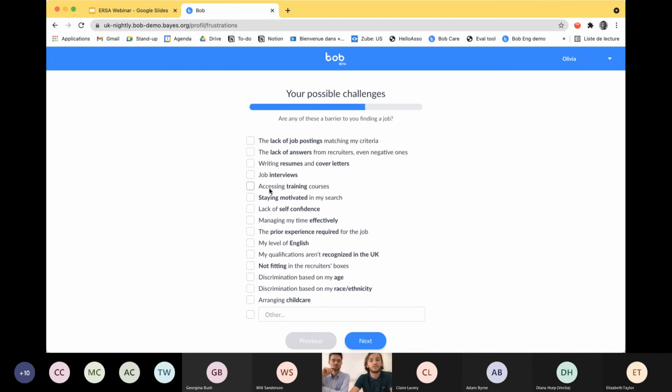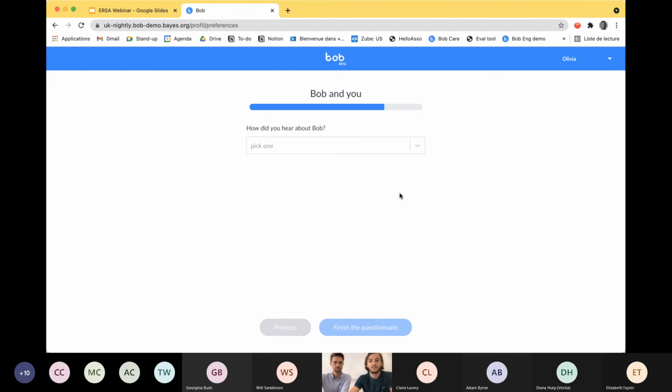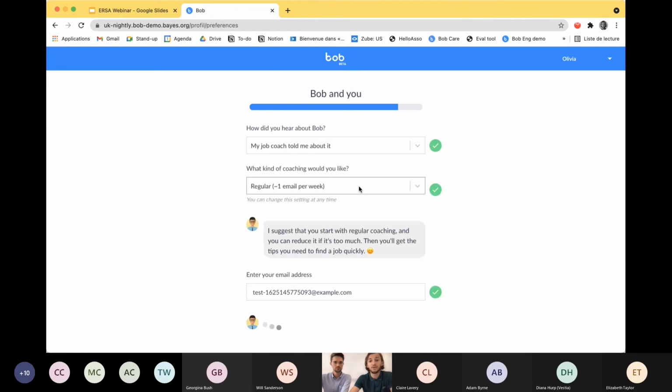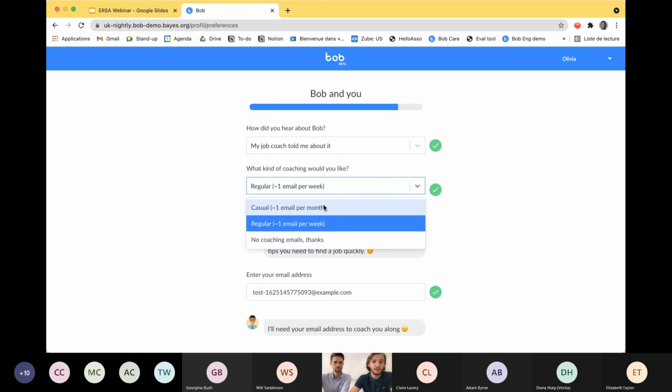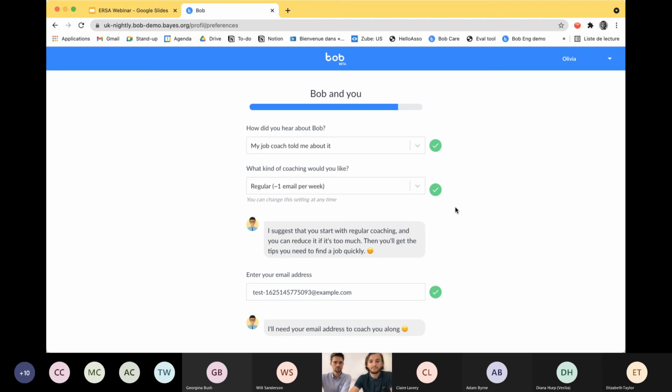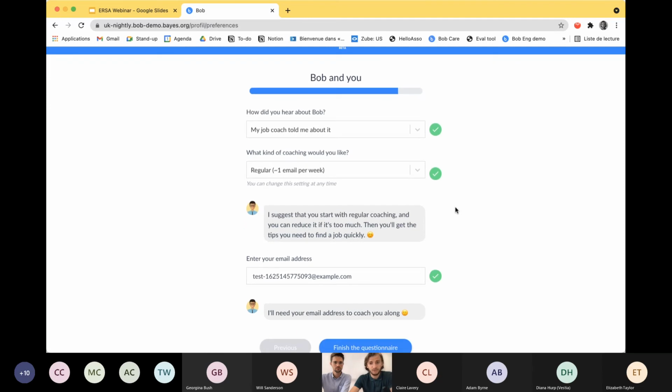All those questions previously and now will be taken into account by Bob to really personalize and tailor the diagnostic as well as the action plan. So for example, here, if I put this one, writing resume and cover letters, there is a high chance that Bob will suggest some resources to help me overcome this possible challenge. And then there will be a question about the coaching, whether they would like to receive coaching, whether it be per month or per week, which is totally customizable. And this is the end of the questionnaire.